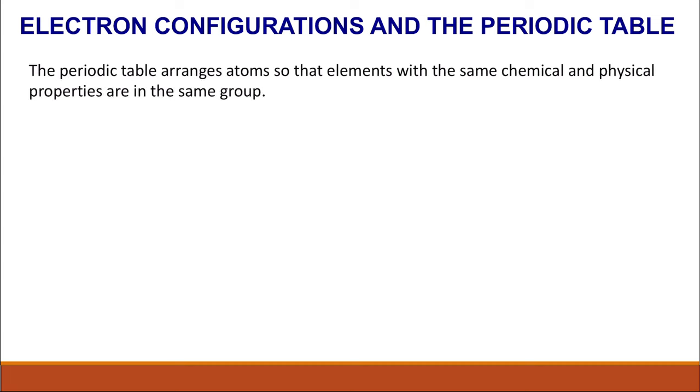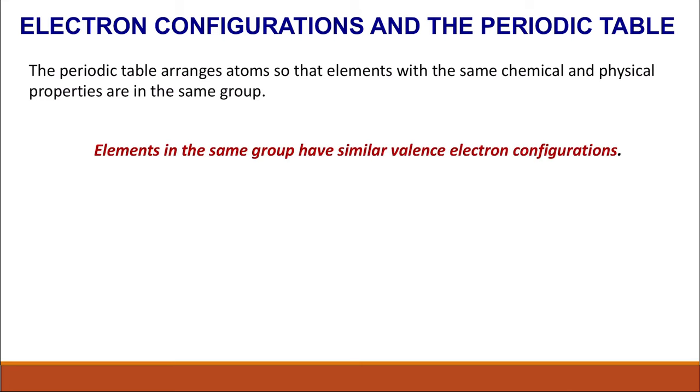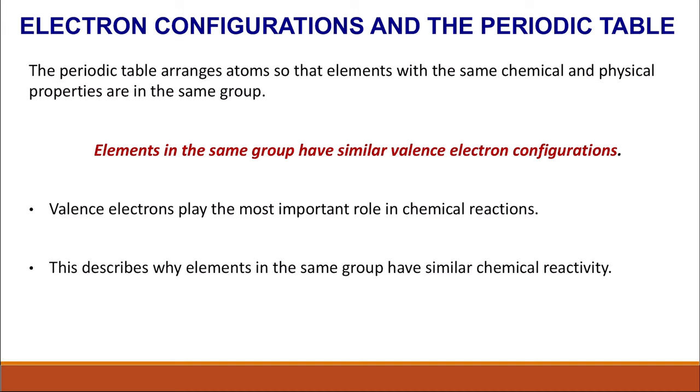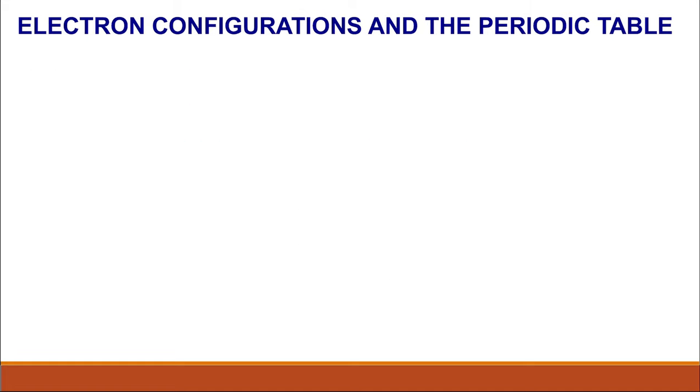The periodic table arranged the atoms so that the elements with the same chemical and physical properties will be in the same group. We know that the elements in the same group have the same number of valence electrons, so they behave similarly in terms of their chemical properties. Valence electrons play the most important role in chemical reactions, and this describes why elements in the same group have similar chemical reactivity.